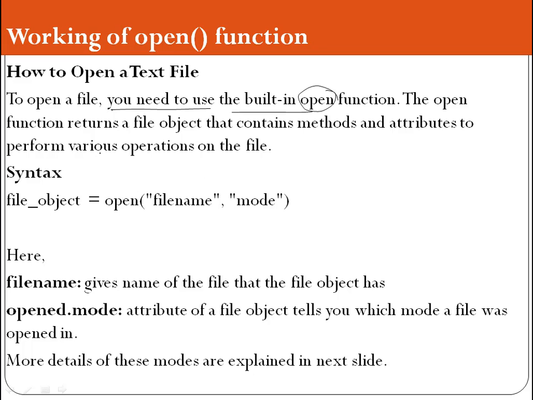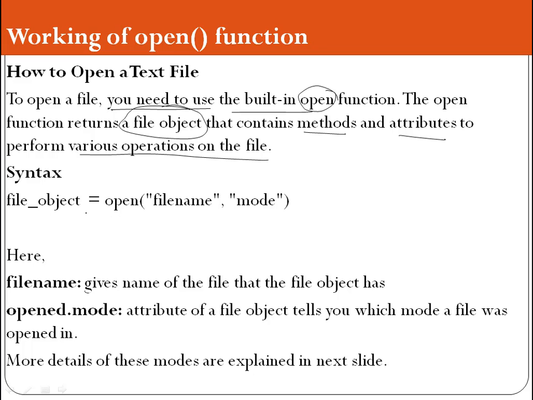The open function returns a file object, because when we have opened a file, we will be dealing with the complete file. So we need to have a file object with us to use the methods related to the file object. So when you are opening a file, it will return you a file object, right? And that file object will contain methods and attributes to perform various operations on the file.